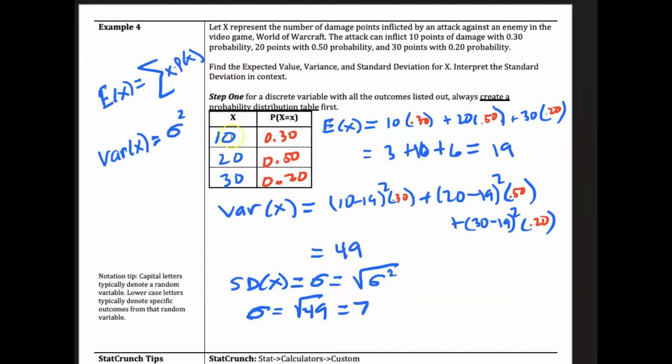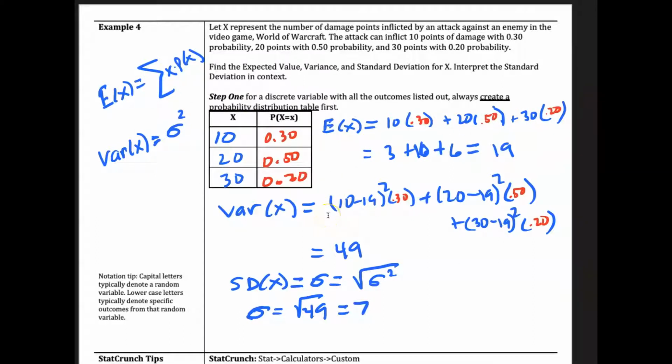And so first we want to make sure we have the distribution identified. Here x is the random variable, how many points you can get, and then the probability of getting those points. And so the expected value, you can see the formula here, is the sum of x times p of x. And so you can see the calculations.